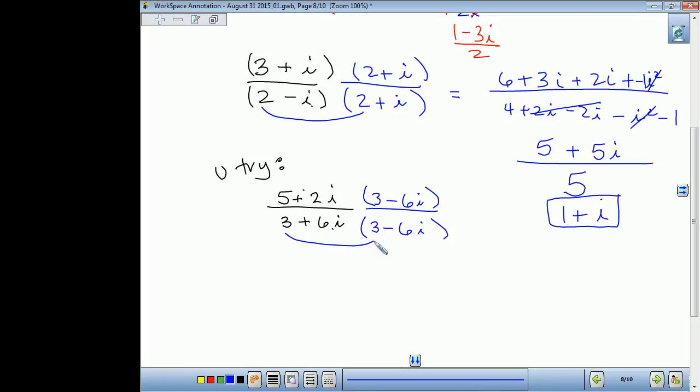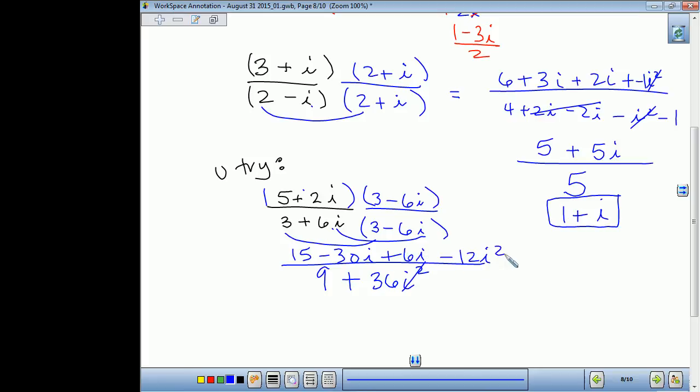This is what we do. The denominator, I don't even have to do the outer and inner because I know they're going to cancel every time. That's going to make this plus. I'm going to distribute the top, and it gives me 15 minus 30i plus 6i minus 12i squared. The i squareds cancel. I have 27 minus 24i over 45. 3 divides into everything, so I get 9 minus 8i over 15.